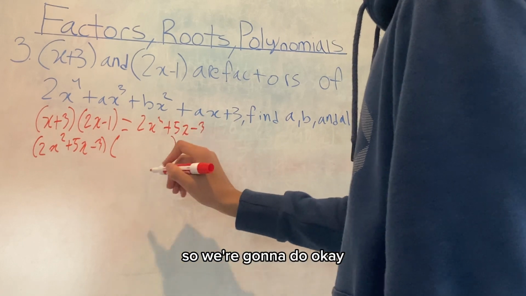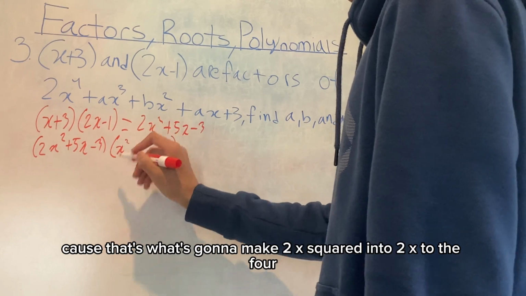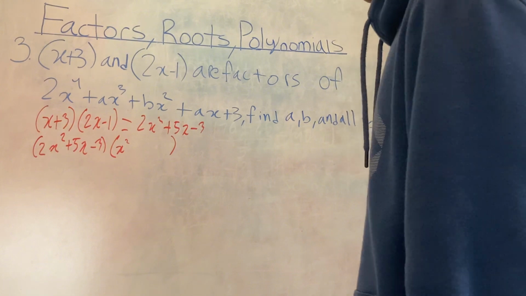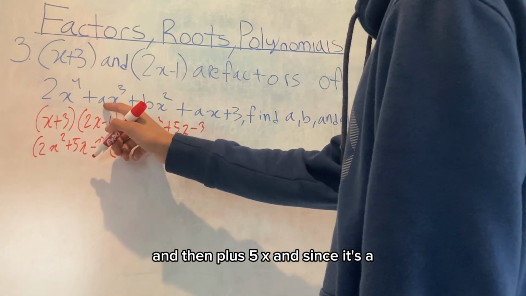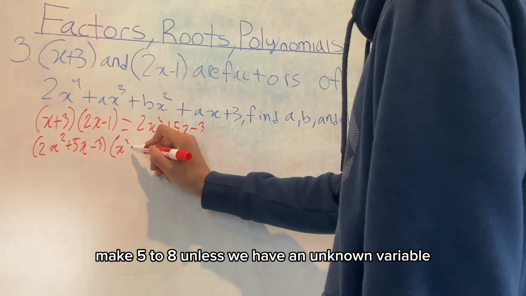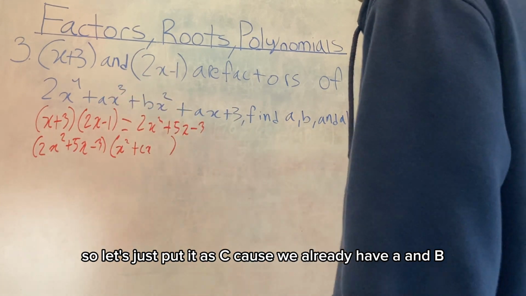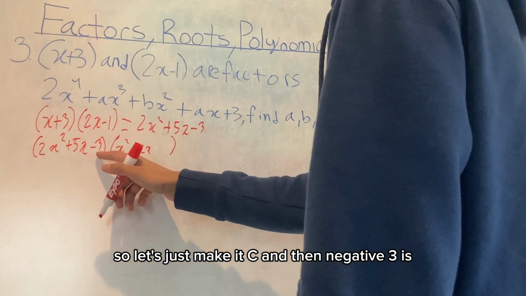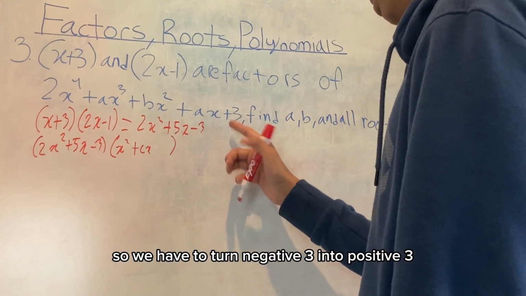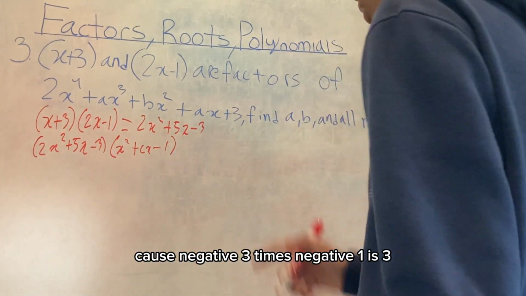Since it's 2x to the 4, we're just going to do x squared here, because that's what's going to make 2x squared into 2x to the 4. And then plus 5x, and since it's a, there's nothing that can make 5 into a unless we have an unknown variable. So let's just put it as c, because we already have a and b. And then negative 3 has to turn into positive 3, so we just multiply by negative 1, because negative 3 times negative 1 is 3.